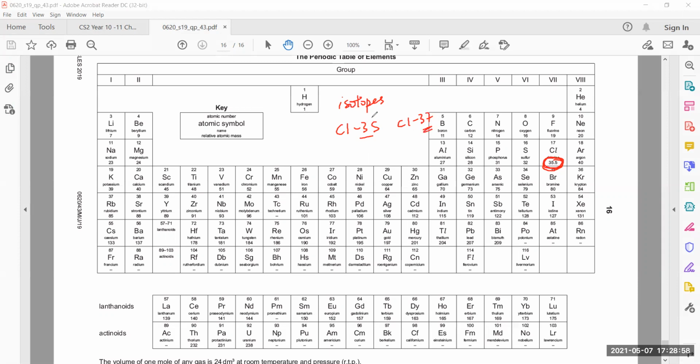So what we do is we take the amount of chlorine 35 and the amount of chlorine 37, and then we calculate the average mass, and we get 35.5. Now I know 35 plus 37 divided by 2 is not 35.5. Yes, but it's not 50%, 50%. They go by percentage.